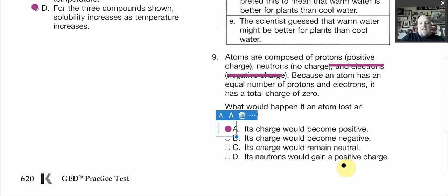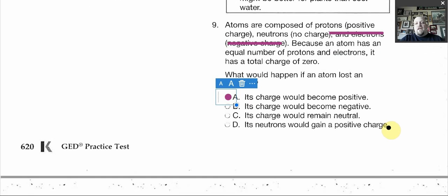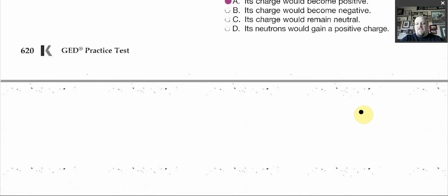Neutrons don't really have anything to do with it. They aren't going to change. It's the atom that they're asking about. The charge wouldn't become negative because you're losing the negative, and it wouldn't remain neutral because you're losing the other side of the balance. So process of elimination, you're going to go with A. You might look at neutrons and electrons and protons a little bit. If you want to study up on that, it can get kind of confusing sometimes.